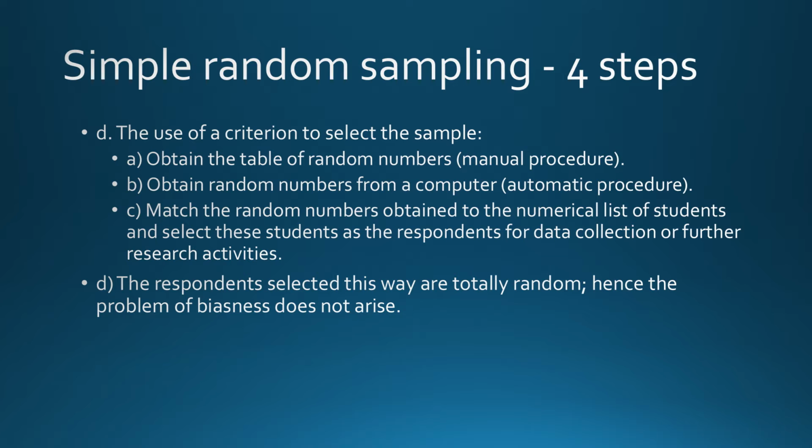A. Obtain the table of random numbers, manual procedure. B. Obtain random numbers from a computer, automatic procedure. C. Match the random numbers obtained to the numerical list of students and select these students as the respondents for data collection or further research activities. D. The respondents selected this way are totally random, hence the problem of biasness does not arise.